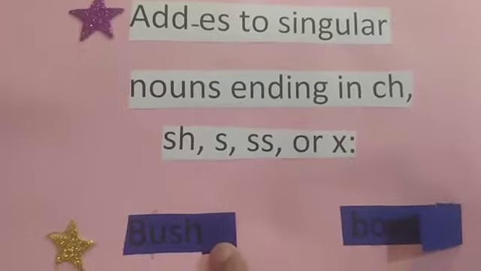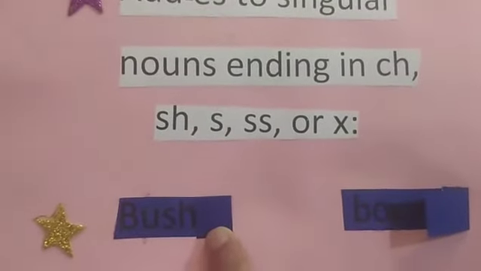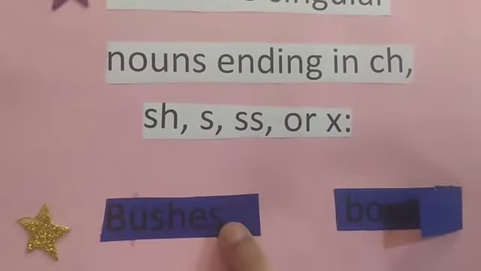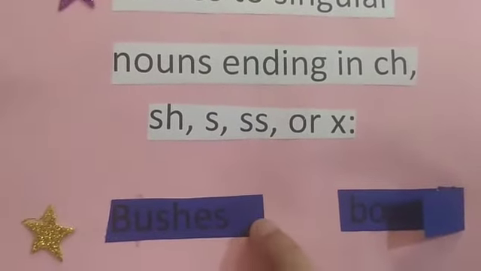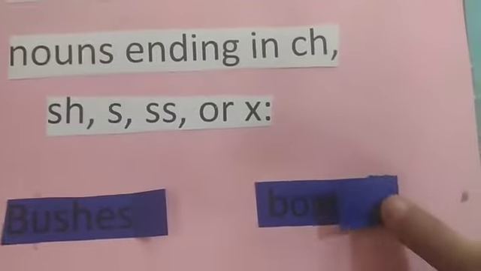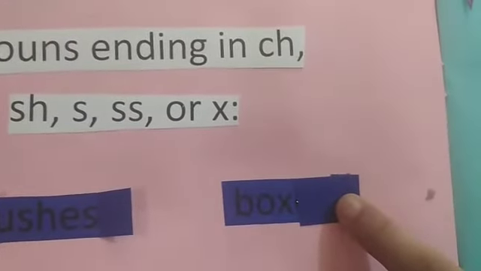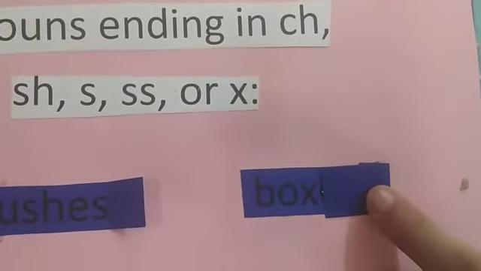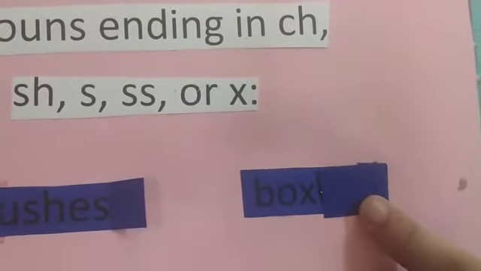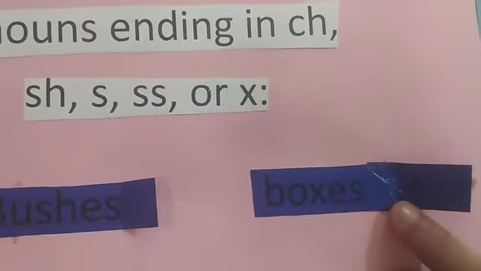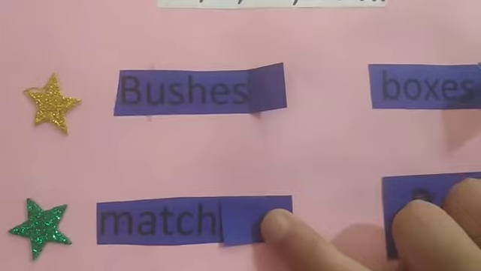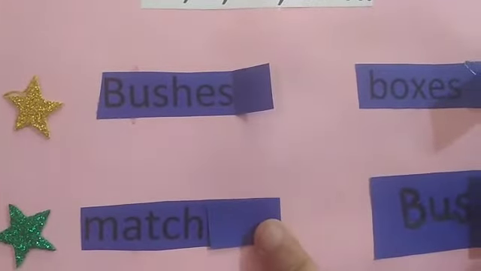You can see that at the end of this noun it is sh. So what will we add, students? Yes, we will add es. So it becomes bushes. The next one is box. At the end of this noun it is x. And when there is x at the end of a noun we add es. So it becomes boxes. The next noun is match.